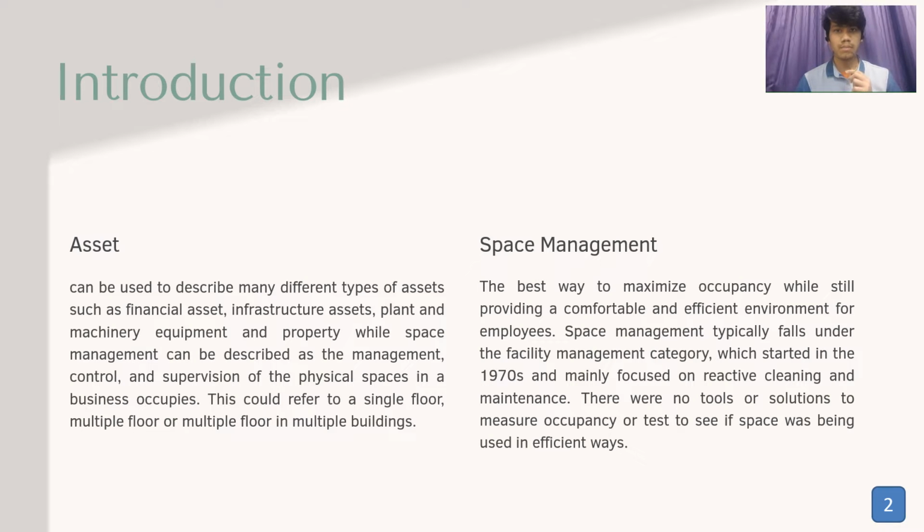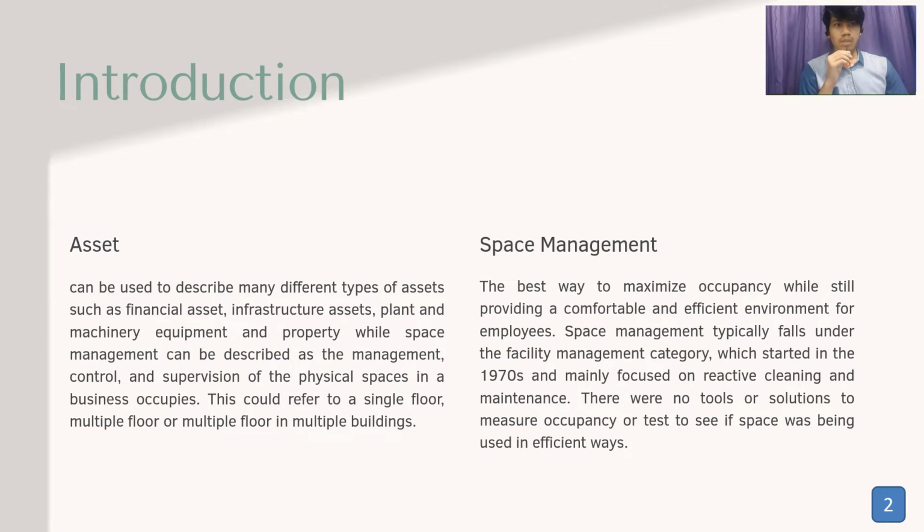Introduction. Asset can be used to describe many different types of asset such as financial asset, infrastructure asset, plant and machinery equipment and property, while space management can be described as the management, control and supervision of the physical space a business occupies. This could refer to a single floor, multiple floors, or multiple floors in multiple buildings.